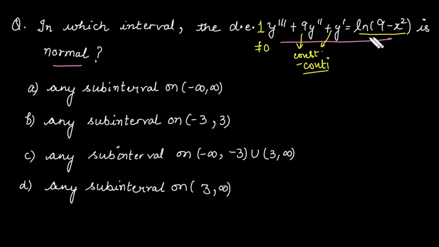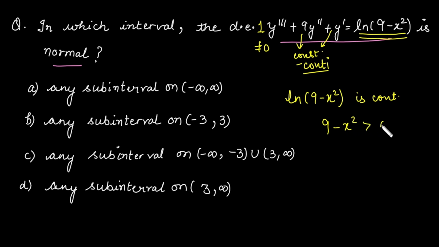Now the non-homogeneous function is log of 9 minus x square. When is it continuous? This is continuous when whatever is mentioned over here, the argument, is greater than 0.